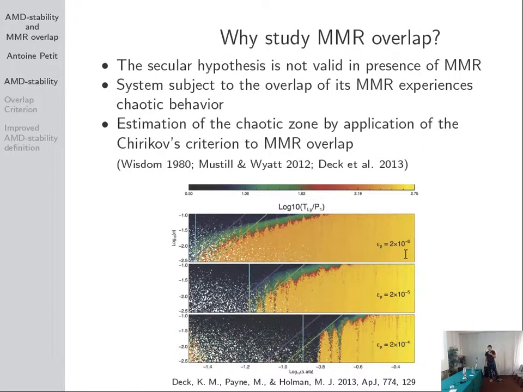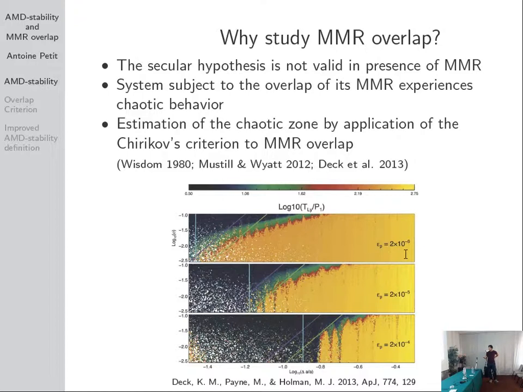However, the AMD is not conserved if the secular hypothesis is not valid, which is the case in the presence of mean-motion resonances. And moreover, a system can be chaotic if several mean-motion resonances are overlapping.